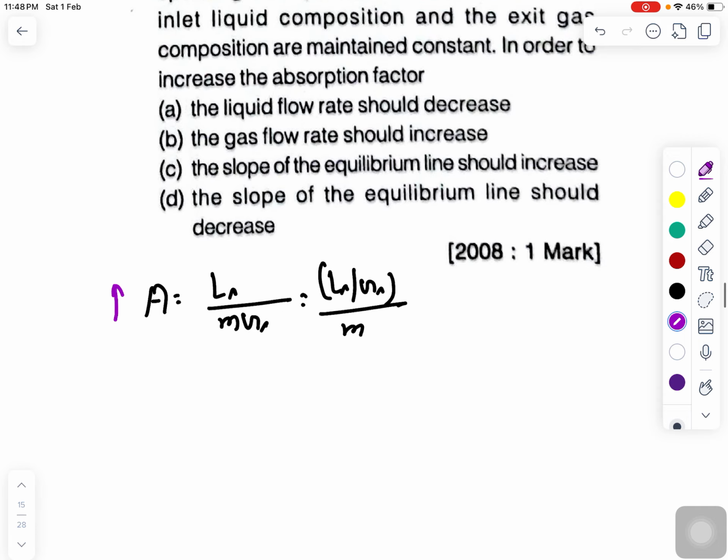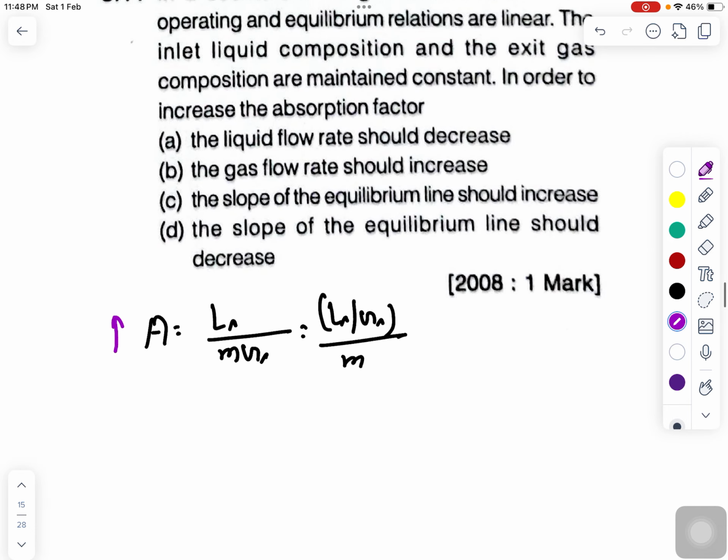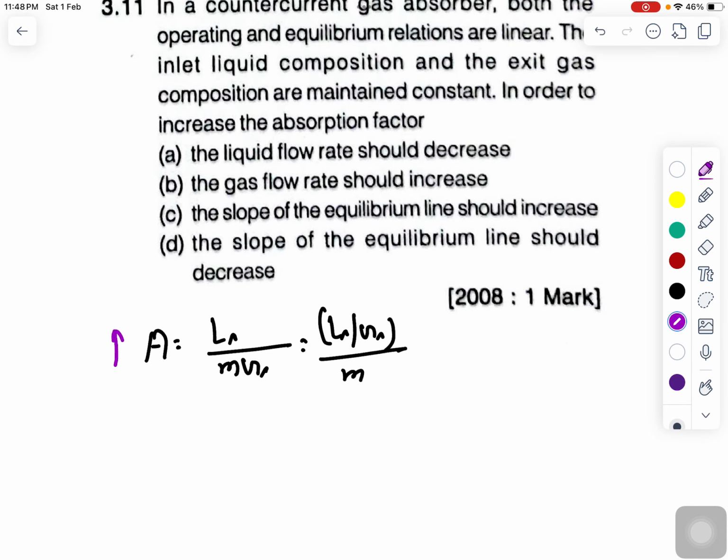Absorption factor is a function of Ls, Gs and m. So either you can increase Ls, decrease Gs, or decrease m. All of these three things you can do, and after doing them you can increase the absorption factor. Here, the option says the liquid flow rate should be decreased. No, that is wrong. Why? Because you want to increase the absorption factor, so if you decrease the liquid flow rate, definitely it is going to decrease the absorption factor. Next is the gas flow rate should increase. Again, if you increase the gas flow rate, what will happen?